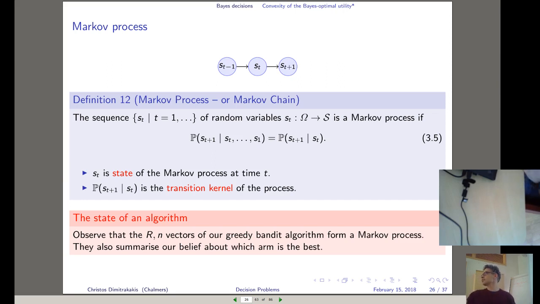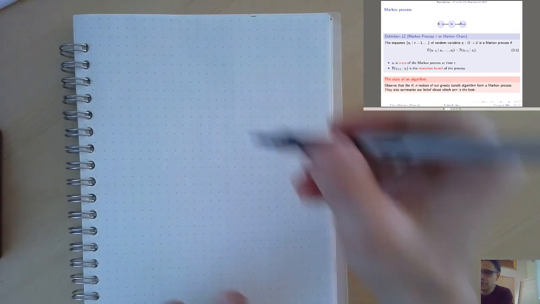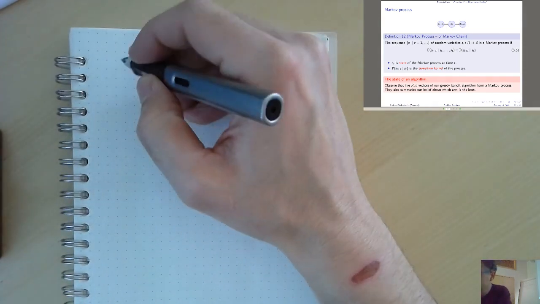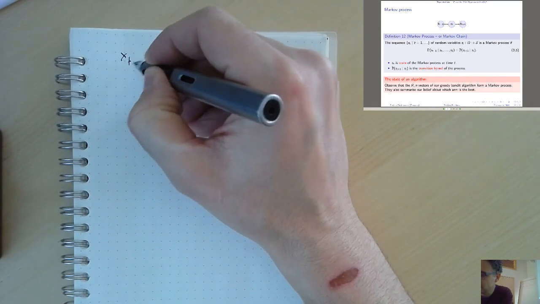So it's interesting because if you look at your belief when you observe a sequence of observations, this belief is also a Markov process. And it's a Markov process from two different points of view. The first point of view is the point of view of the agent, and the other is the point of view of the world. So from the point of view of the world, you are observing some sequence x t plus 1.